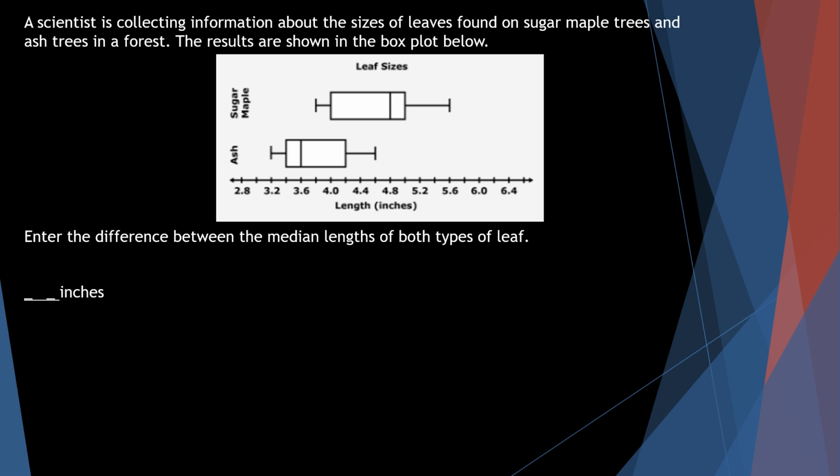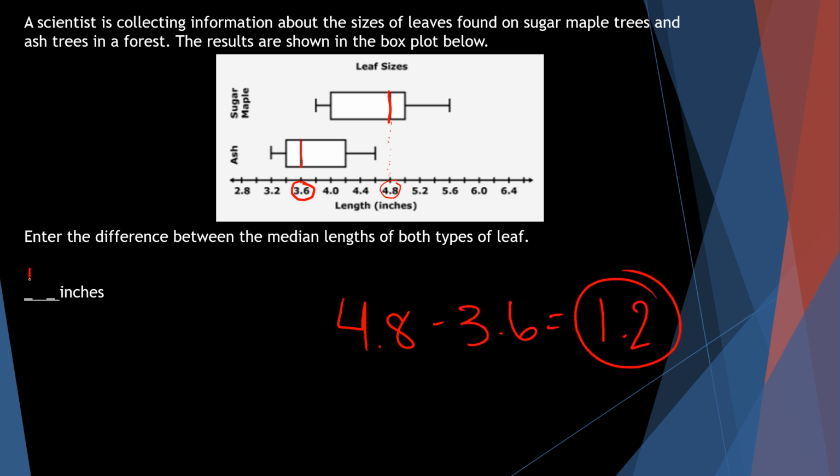All right, scientists have this chart here, and it informs us about the sizes of leaves on maple trees. The results are shown here. Enter the difference between the medians. Okay, so median is going to be that center line inside your box plot. So the median for ash is 3.6, and the median for sugar maple, if I follow this down carefully, is 4.8. So all we need to do is subtract them because it's asking for the difference, which gives me 1.2. So the difference would be 1.2 inches.